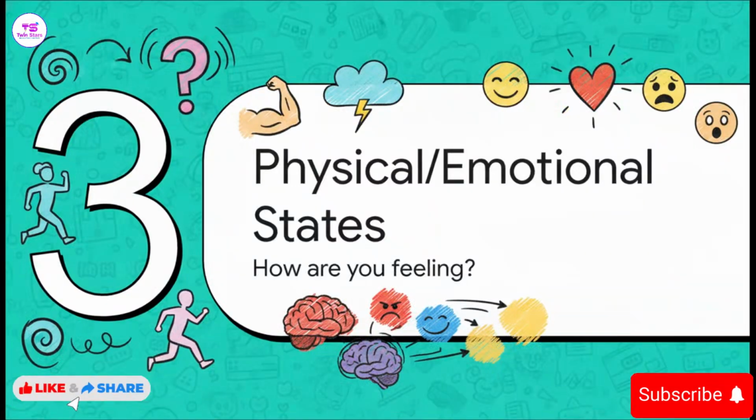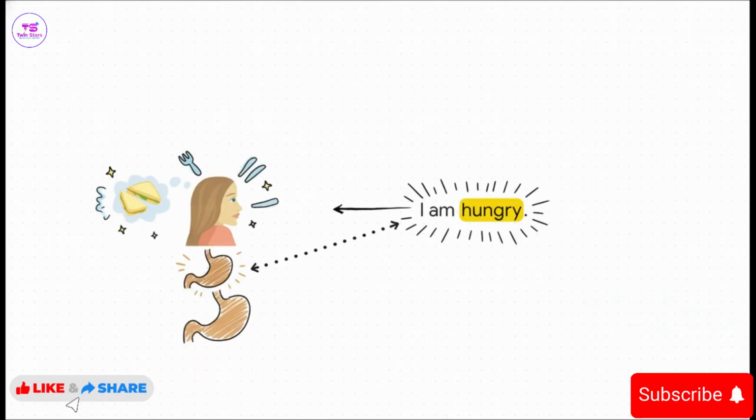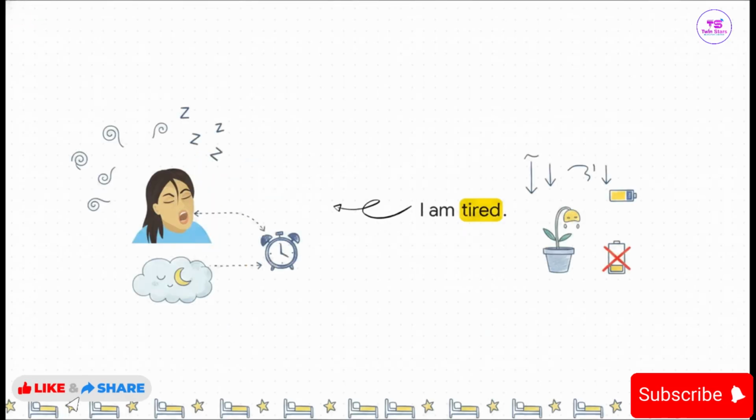Up next, the third building block, physical and emotional states. We're going to map these out visually now. Imagine literally dreaming of a giant sandwich. When your stomach is completely empty and food is literally the only thing on your mind, that physical feeling is hungry. I am hungry. We've all been there, right?